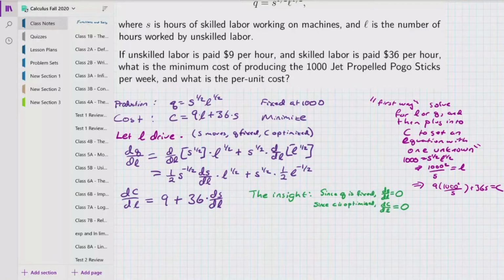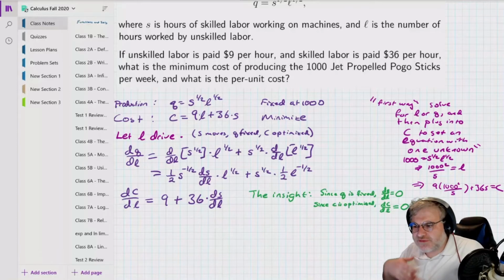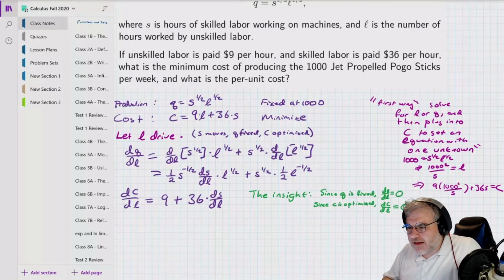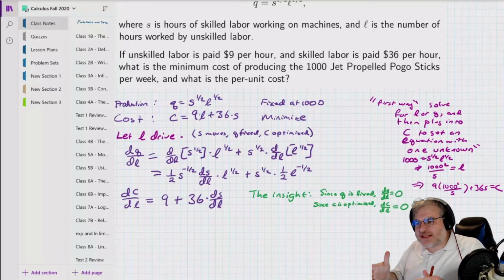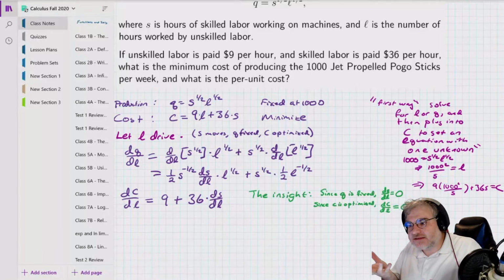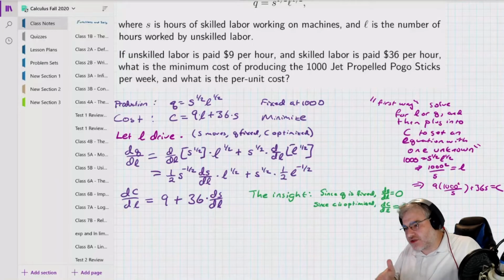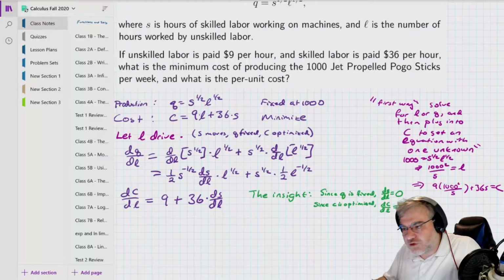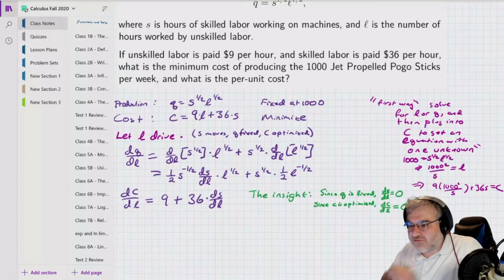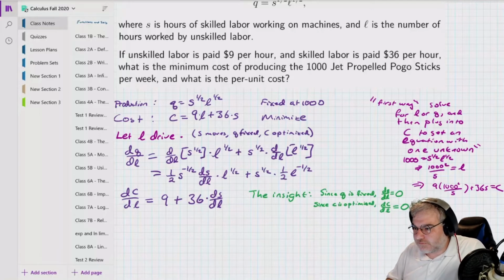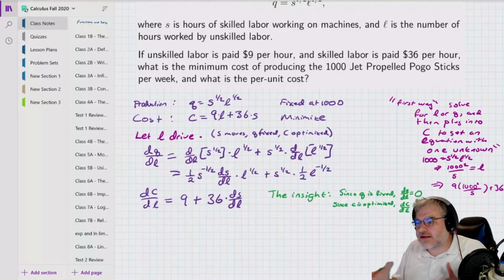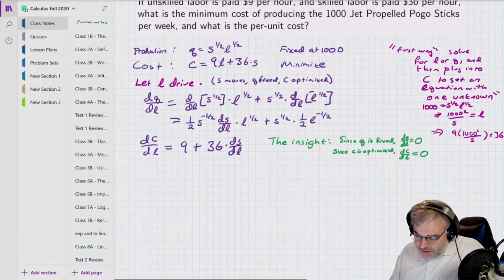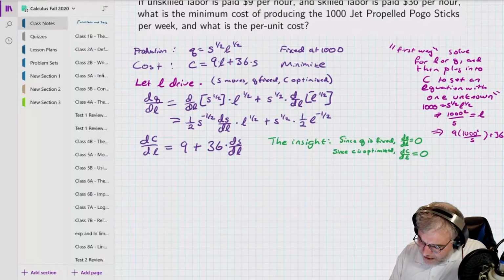If C is fixed, then its derivative is 0 because it's a constant. If Q is fixed, its derivative is 0 because it's a constant. If C is being optimized, its derivative is 0 because I'm looking for a min or a max. If Q is the thing being optimized, its derivative is 0 because I'm looking for a min or a max. So the point is, it just doesn't matter. I can do the same method to solve for either one. So what I've done here is I set both of these equal to 0.